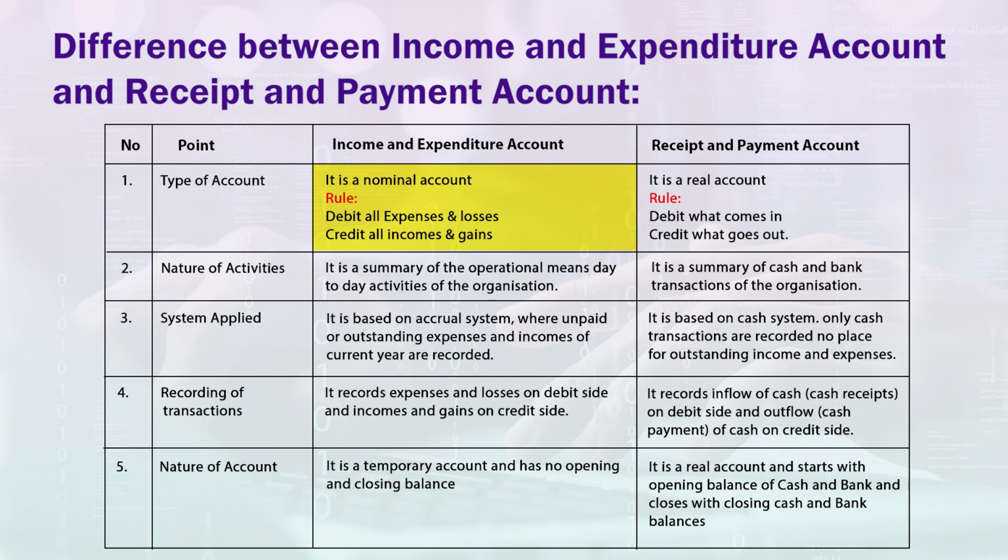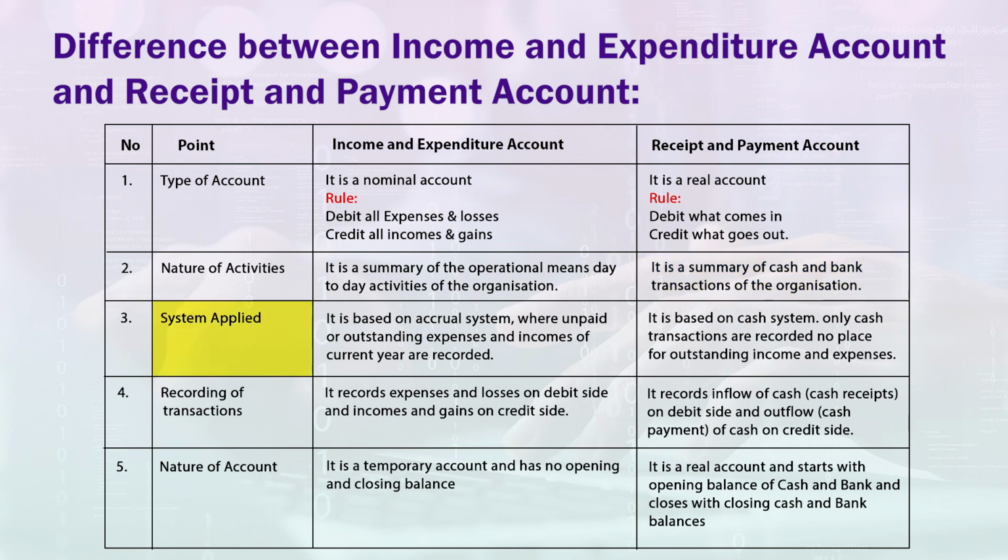So, the rule debit all expenses and losses, credit all incomes and gains is applicable. In case of receipt and payment account, which is a real account, debit what comes in and credit what goes out is applicable. 2. Nature of activities. Income and expenditure account is a summary of the operational, day to day activities of the organization, while receipt and payment account is a summary of cash and bank transactions of the organization.